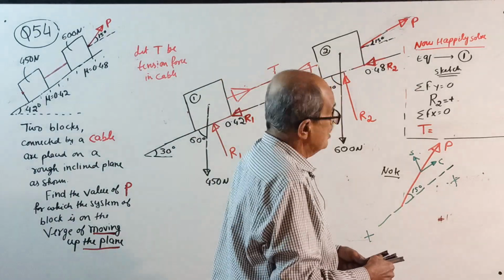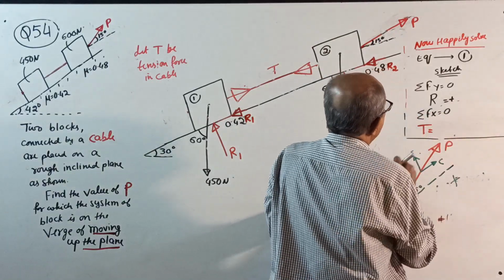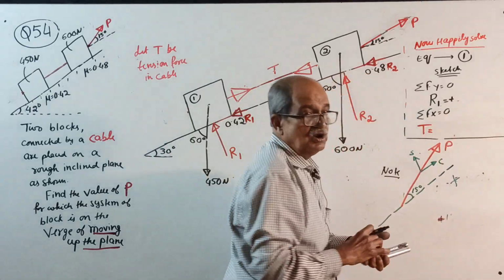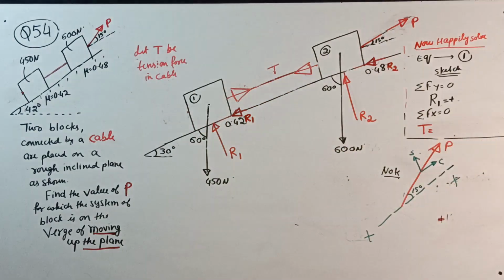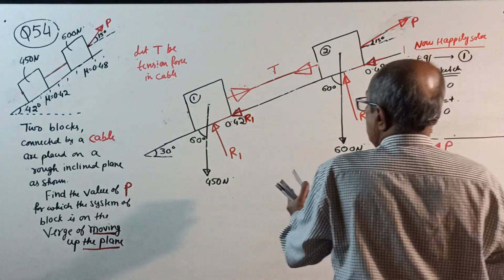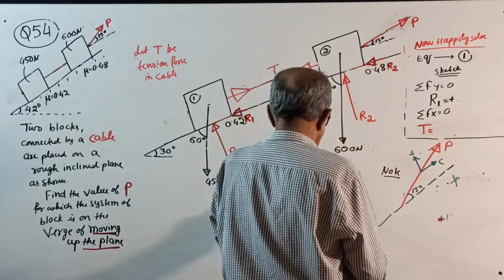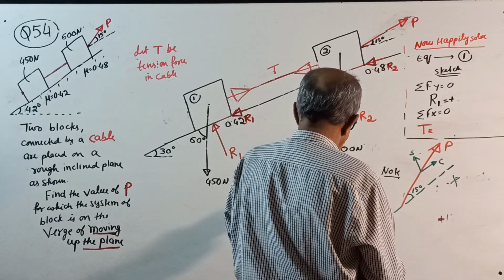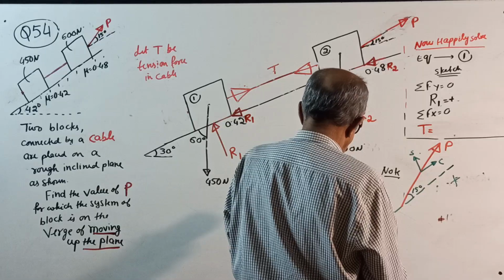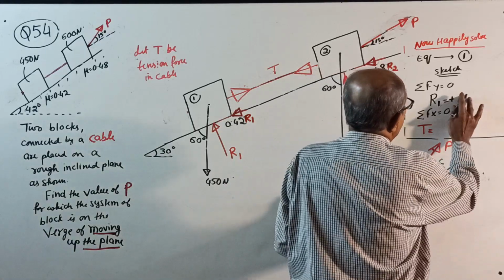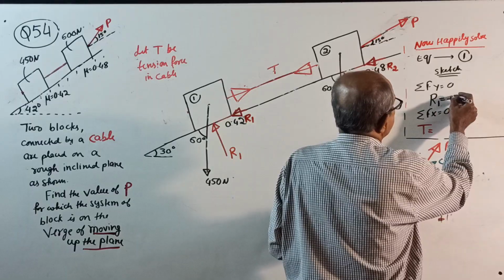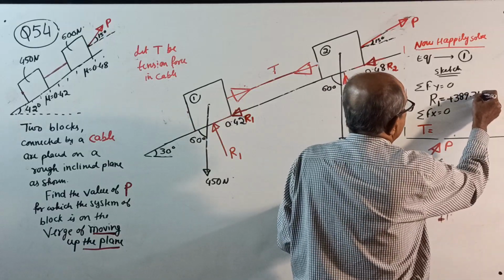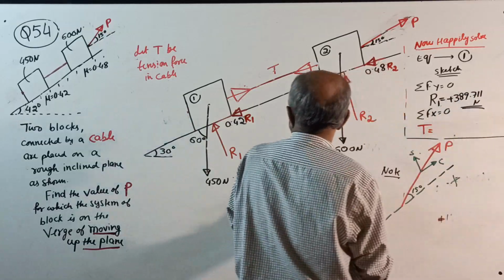Oh, I have not solved it. I thought I solved it already. Okay. Plus R1. Okay, I will solve it now. R1 will come. Plus R1 minus 450 sin 60 equal to 0. 450 into sin 60 is 389. R1 will come plus 389.711 Newton. This is the value of R1. Is that the correct answer?